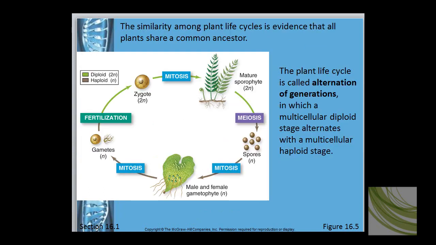Here is the alternation of generations. We talked about that in lab. You have a plant that produces gametes, basically sperm and eggs, and then you have a plant that produces spores, which are just basically clones of the plant. The clone plant, the spore-producing plant, is called the sporophyte, and the plant that undergoes sexual reproduction is called the gametophyte. All right?